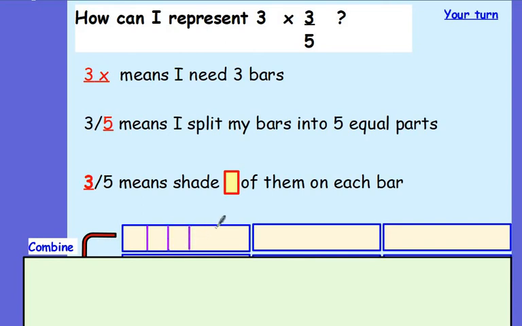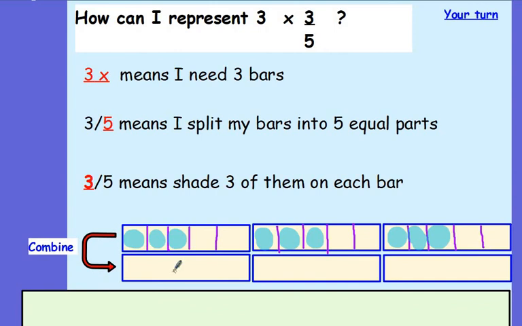1, 2, 3, 4, 5. 1, 2, 3, 4, 5. And 1, 2, 3, 4, 5. The 3 on the top means I need to shade in 3 parts on each of those bars. So let's do that now. 1, 2, 3. 1, 2, 3. 1, 2, 3. So I've now got 3 lots of 3/5.